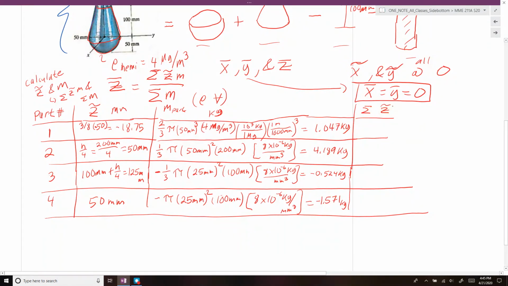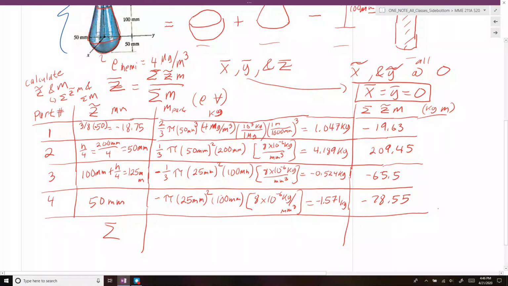Alright, and then the last step we need to do is calculate the product of z tilde and m for each of these parts. So if we do that, we would end up getting minus 19.63. This is in kilograms per meter for all of these, and then for part 2 we would get 209.45 kilograms per meter, and then for the last two parts, we would get minus 65.5 and minus 78.55.